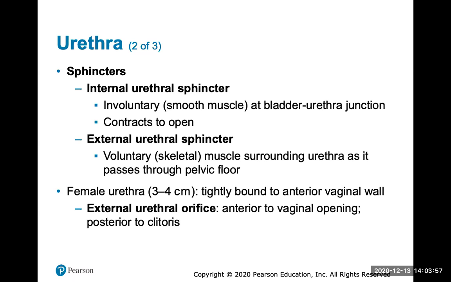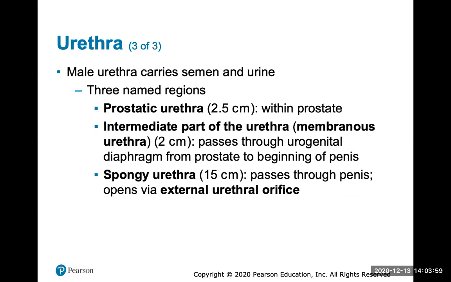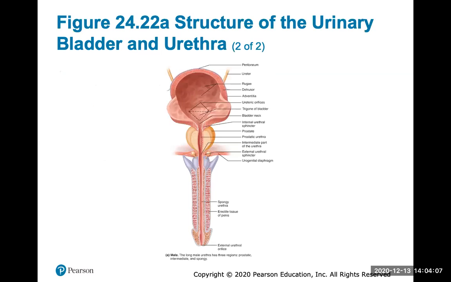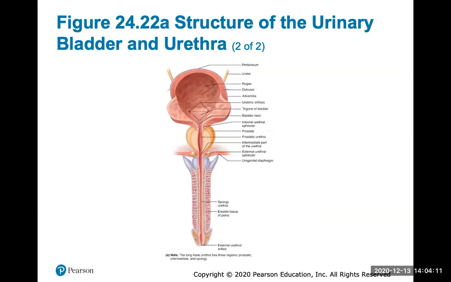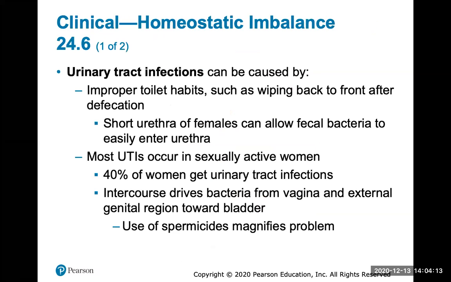The female urethra lies there, and then the prostatic urethra, intermediate part of the urethra, and then spongy urethra in the male carries both semen and urine. And there's the structure of the urinary bladder and urethra again, between males and between females.